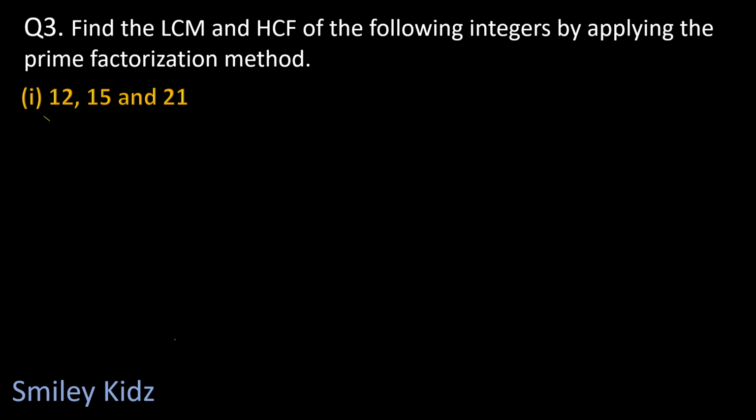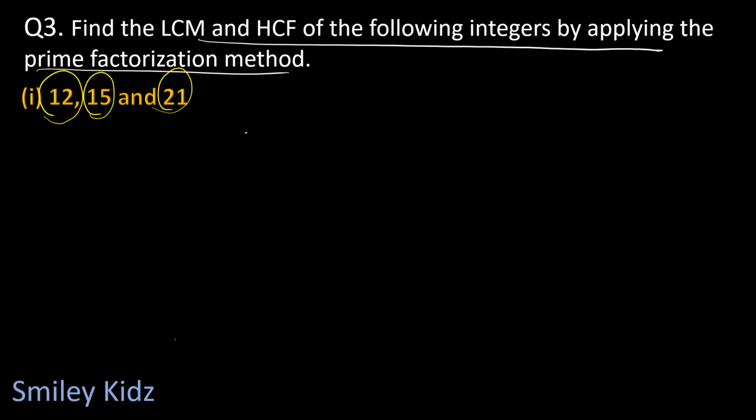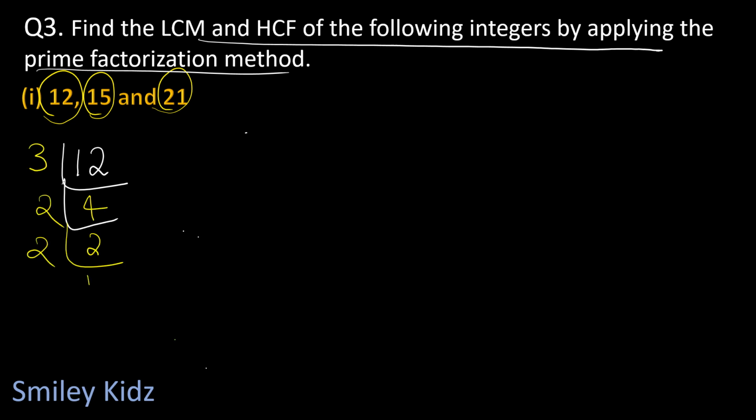Now here we have another set of numbers: 12, 15 and 21. We're going to find out the LCM and HCF by applying the prime factorization method. In order to find the prime factors, we apply the prime factorization method. So 3 times 4, 2 times 2 and 2 times 1. It is 2 squared into 3 to the power of 1.